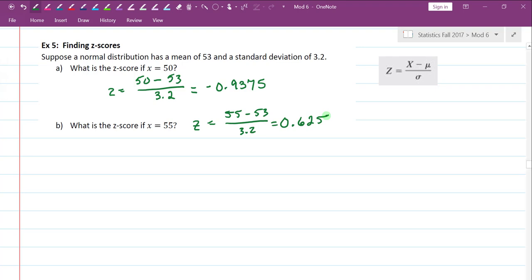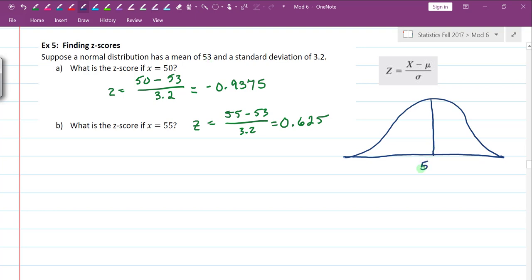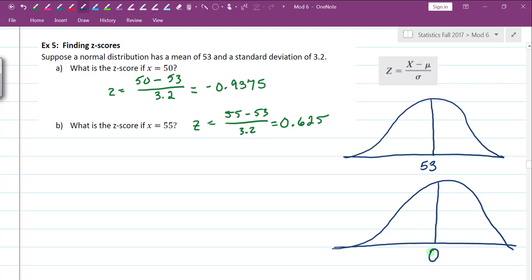Let's talk about our two different curves going on here. So we're going to draw our original curve for our original data. And our original data has a mean of 53. Then we're going to draw a curve right below it of the standard normal data. And the mean on the standard normal is always 0. If I wanted to look at one standard deviation above the mean, I would simply then take the mean, which is 53, and I would add to that the 3.2 because that's this one standard deviation, correct? And that would give me 56.2.